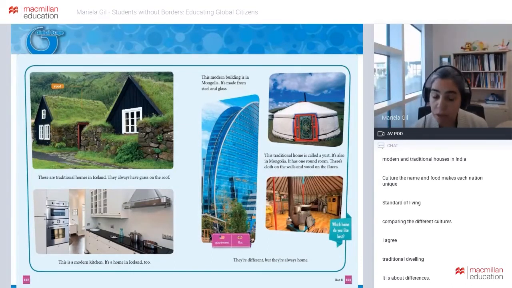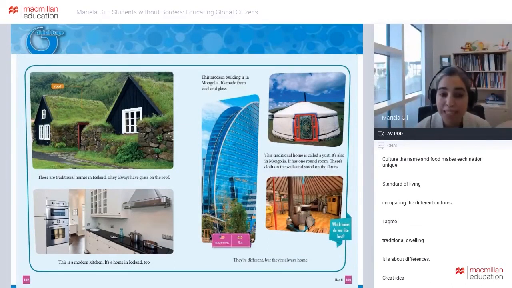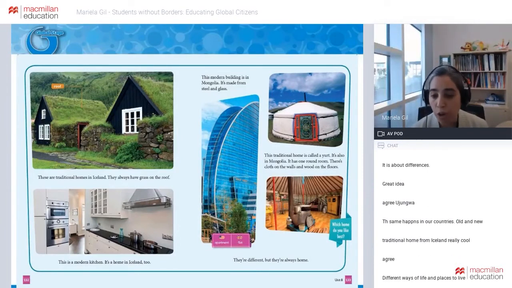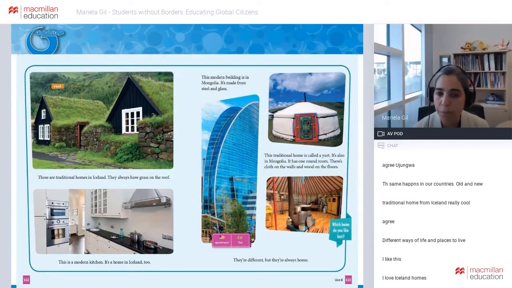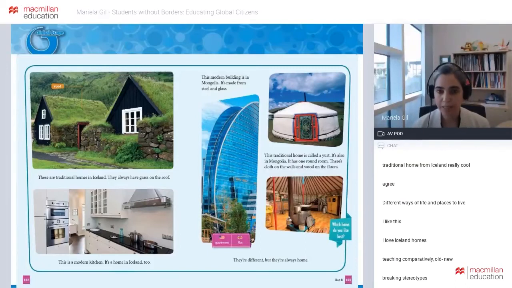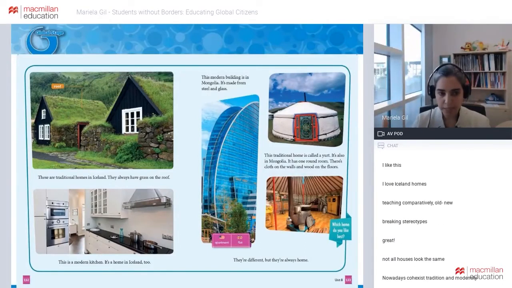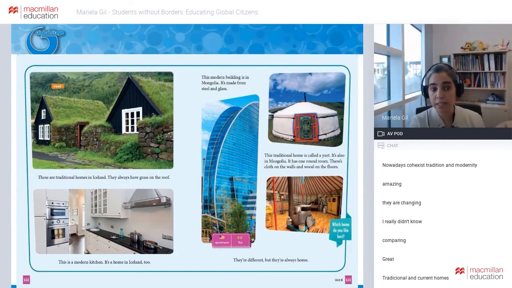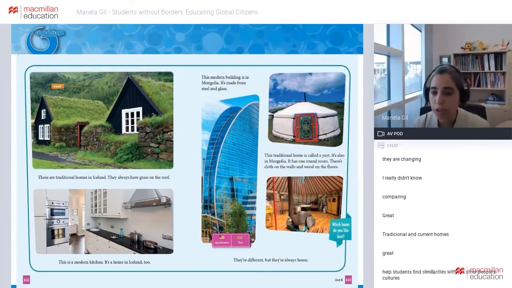Now let's see what we learn about Mongolia. This modern building is in Mongolia. It's made from steel and glass. This is a traditional home. Sorry, this traditional home is called a yurt. It's also in Mongolia, etc. So they're different, but they're always home. By incorporating both sides in all of these places, not just India and Mongolia, but also the place that we had used before as a modern, Iceland, we now have traditional and modern in every single place we showed.